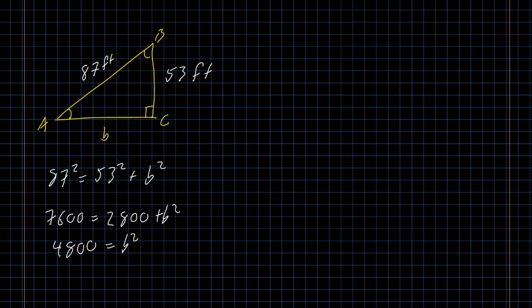So b squared is 4,800, and taking the square root, we get that b itself is approximately 69. All right, so the third side here is 69 feet. I'll circle that, and I'll go on to think about the two angles.